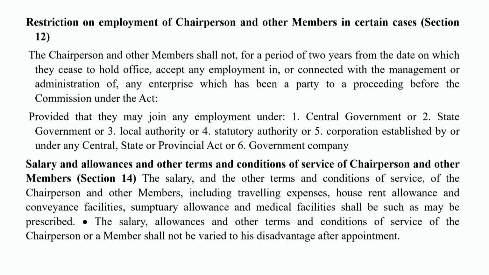And there are certain restrictions on the employment of the chairperson and other members in certain cases, which are given under Section 12. It is stated that the chairperson and the other members shall not, for a period of 2 years from the date on which they cease to hold office, accept any employment connected with the management or administration of any enterprise which has been a party to proceedings before the commission under the Act, provided that they may join any employment under the central government or state government or local authority or statutory authority or corporation established by the central, state or provincial act or government company.